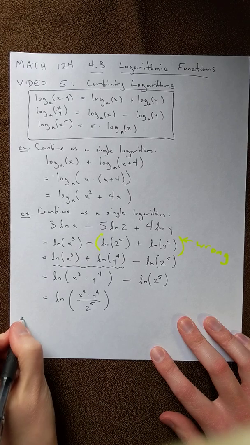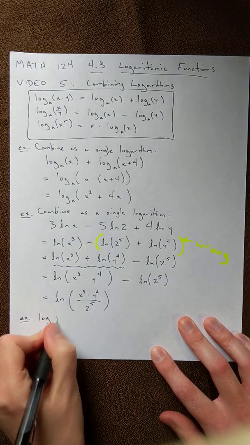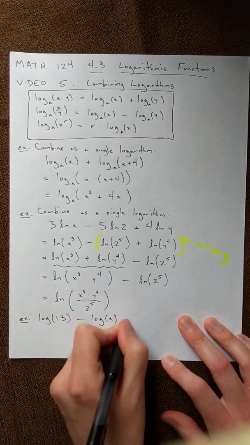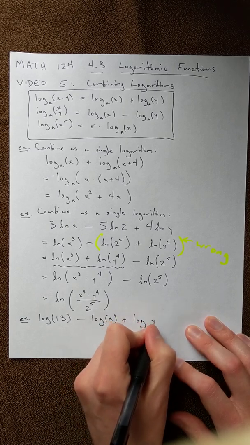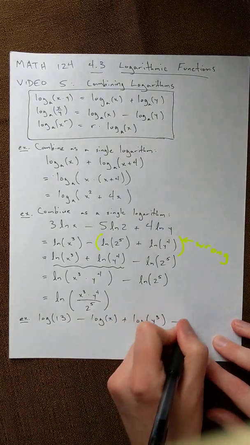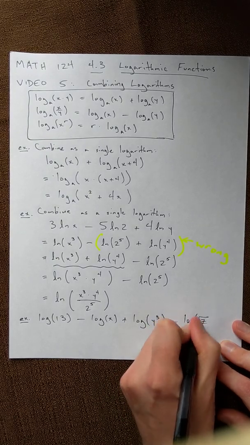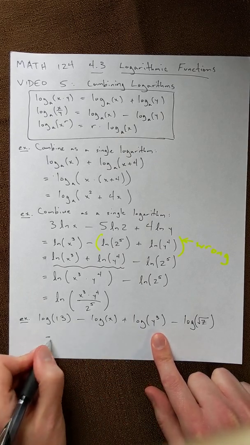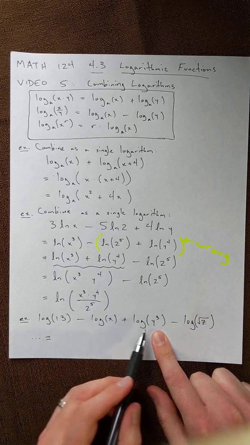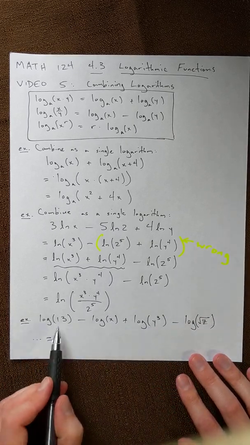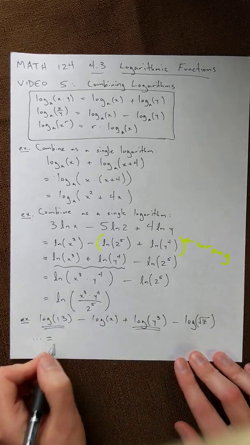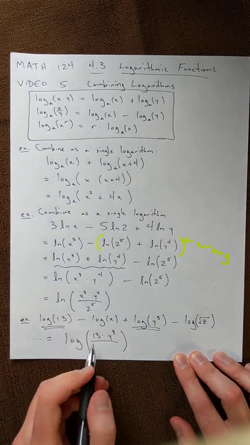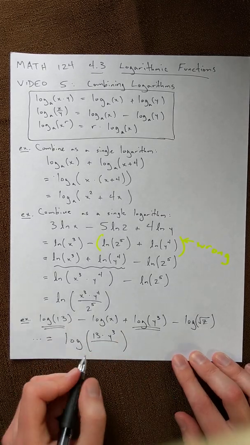Let's just look at an example of that. So let's try log of 13 minus log x plus log y cubed minus log square root of z. I don't know, I just made that up. So let's see. Positive logs are going to end up in the numerator. If you do all the steps, the two positive logs are going to end up in the numerator. So we're going to have log of 13 times y cubed in the numerator. The two negative logs, the log of x and the log of square root of z, are going to end up in the denominator.